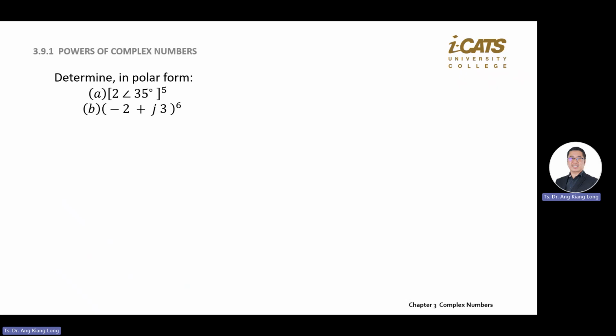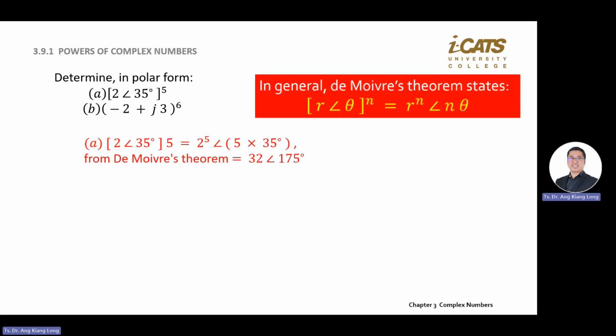Okay, I skip A. A is very easy. A is 2 to the power 5, and then 5 multiplied by 35. Again, in a test, if you see DM theorem in the question, the first step is to write the general equation. This one gets marks.